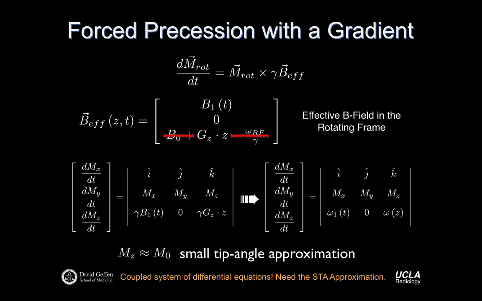But we'll make the assumption that our MZ component's approximately equal to M naught during the application of a B1 pulse and an applied gradient. Okay? Not an obvious thing to do, but it ends up being a mathematical trick that really helps a lot. Okay? So that should feel a little uncomfortable, but you'll see that mathematically it ends up being useful.